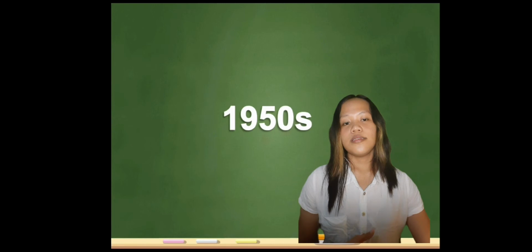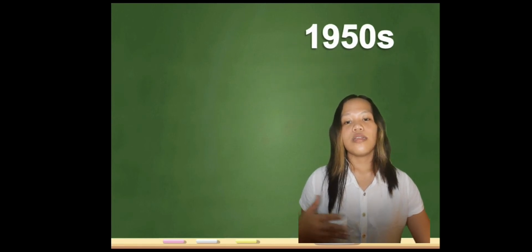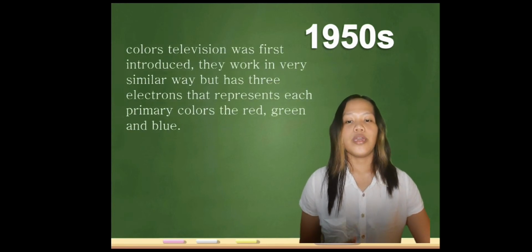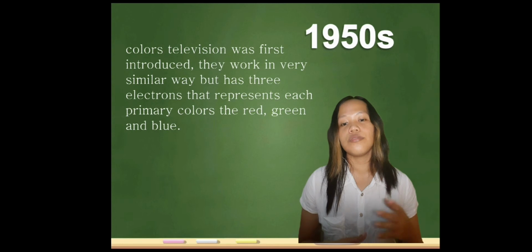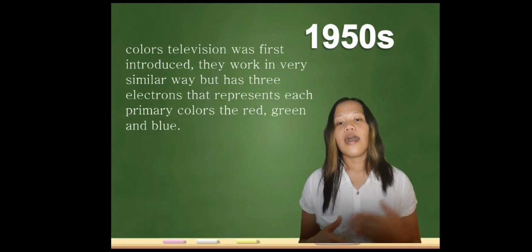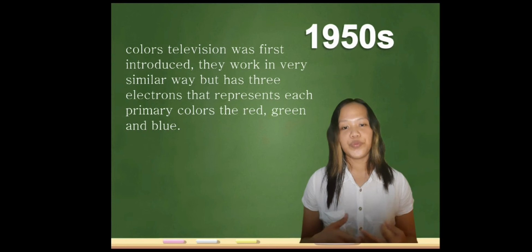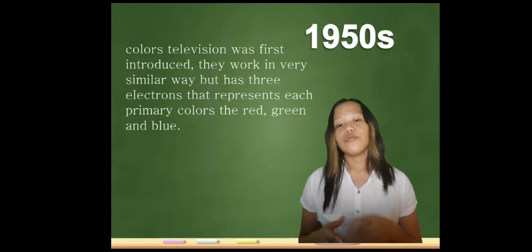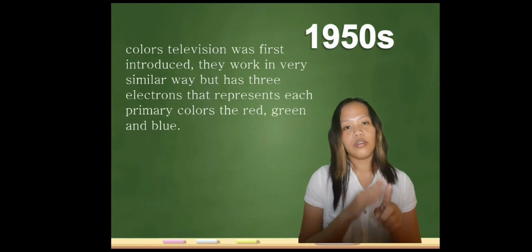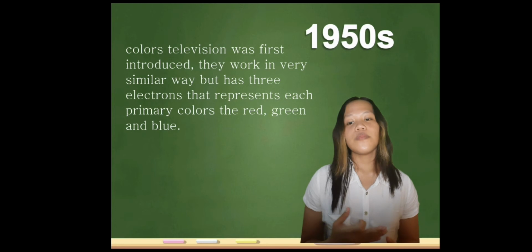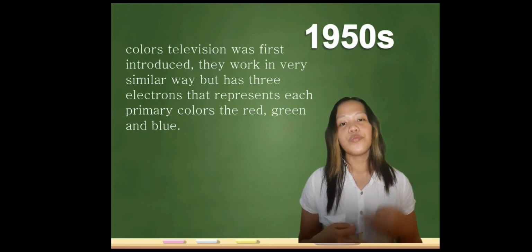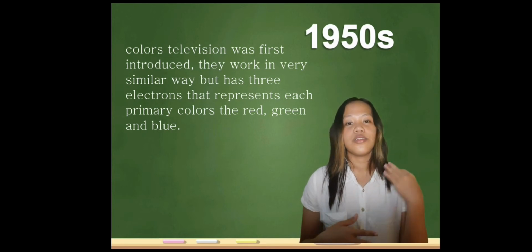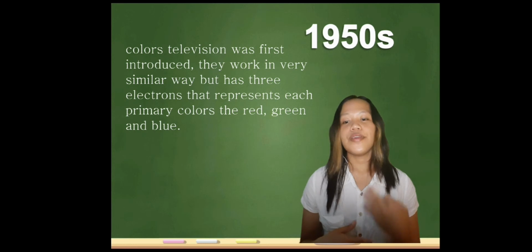In the 1950s, color television was first introduced. It works in a very similar way, but the difference is it has three electron beams that represent each primary color. Earlier there was only one beam for all three primary colors. So in the 1950s, there were more than one, and each of the beams represented one of the three primary colors: red, green, and blue.